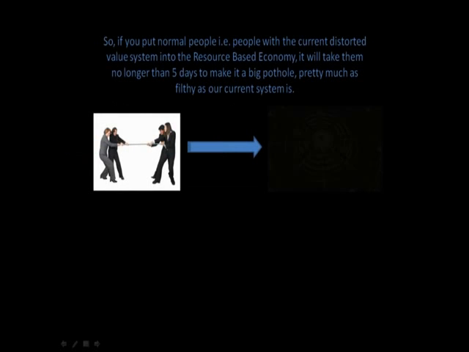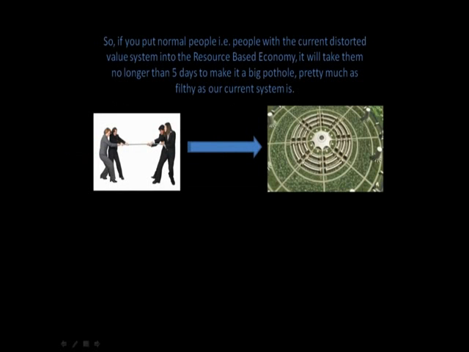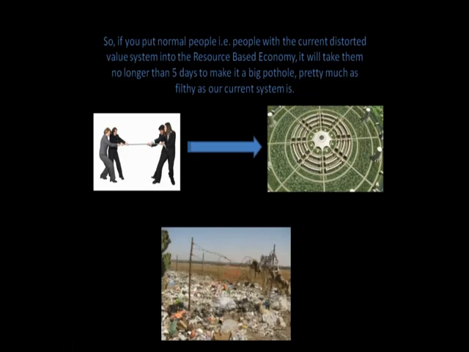So, if you put normal people, that is, people with the current distorted value system, into the resource-based economy, it will take them no longer than 5 days to make it a big pothole, pretty much as filthy as our current system is. Why? Because the values we uphold are socially self-defeating. And today's value system includes self-preservation, profits, benefits, and greed.